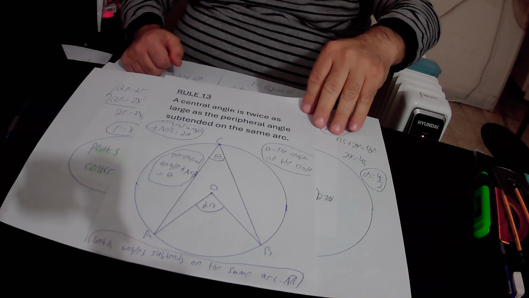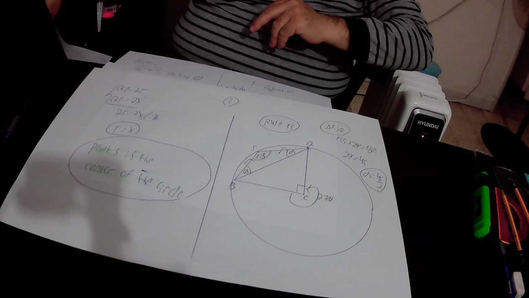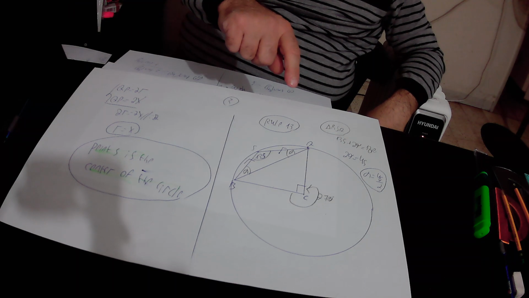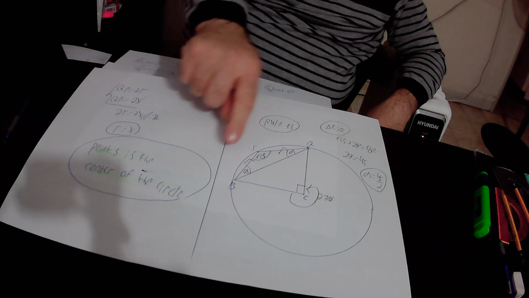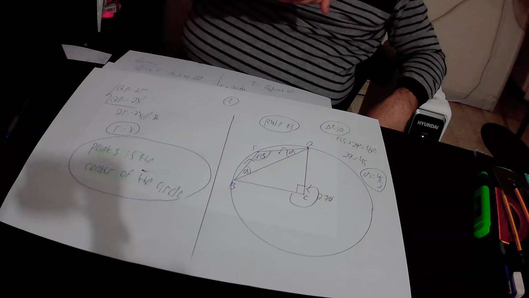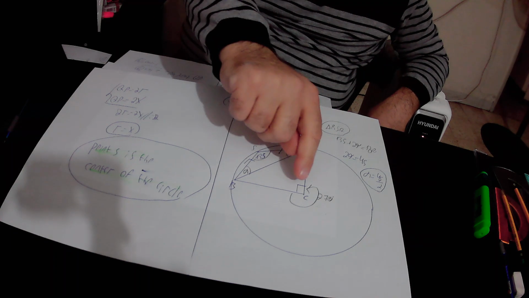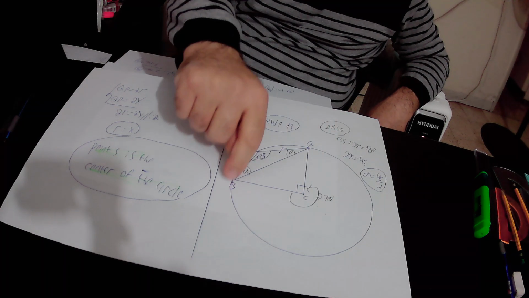We can actually implement rule number 13 in our drawing. Why? Because in our drawing we have the peripheral angle QSB. This peripheral angle QSB is subtended on arc BQ. And we have the central angle QCB. This central angle QCB is subtended on the same arc QB.